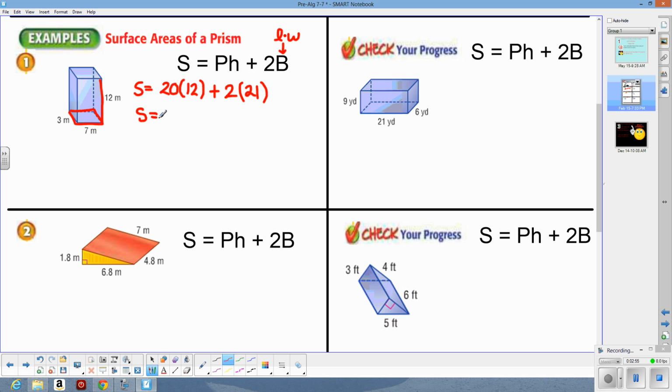So now your surface area, 20 times 12, it's 240. And 2 times 21 is 42. We add those together, we get our surface area equals 282. And since we're talking area, it's going to be in square units, 282 meters squared.